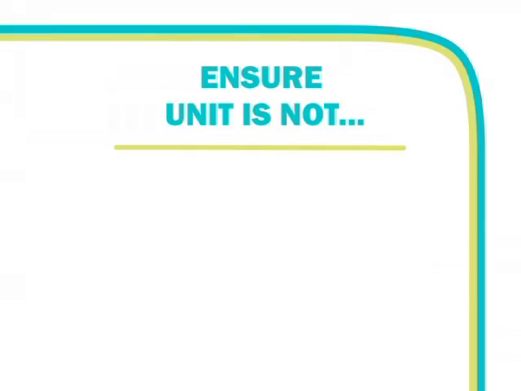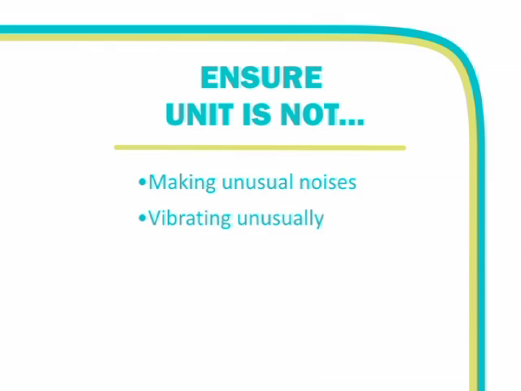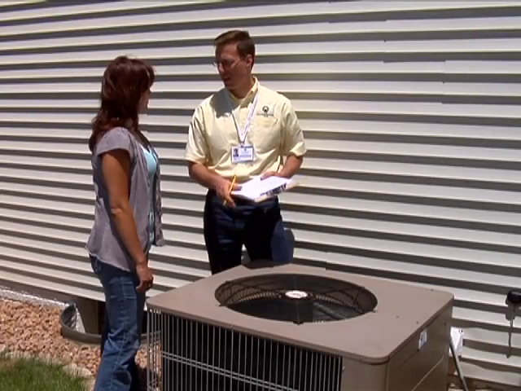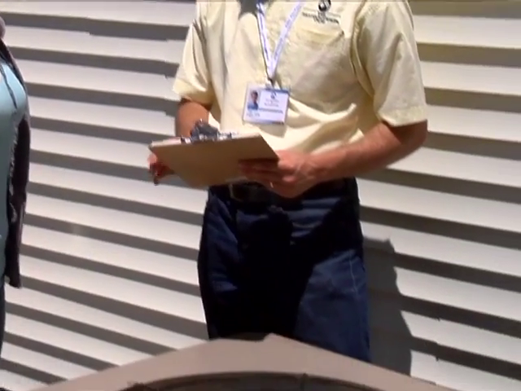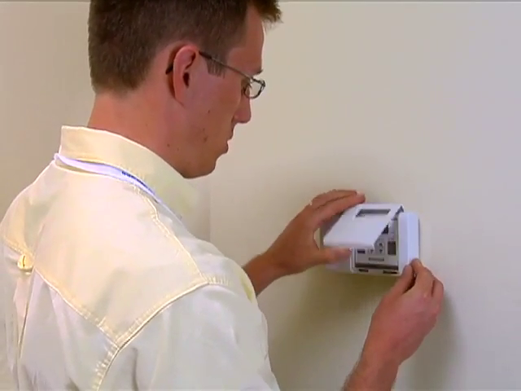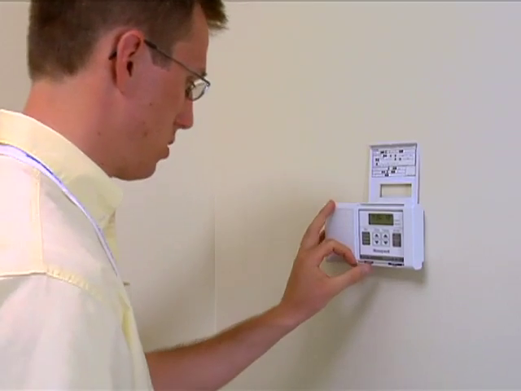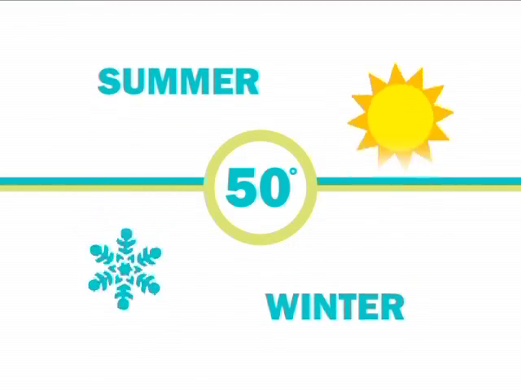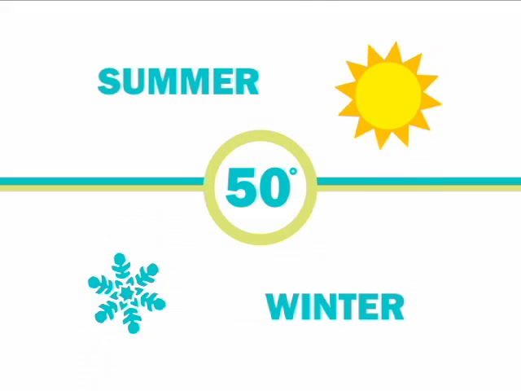Ensure that the unit is not making unusual noises or vibrating unusually, and that the electrical contactor is not chattering. If problems are found, the customer should be notified of the potential need for service, and you should decline the installation. If everything appears to be operating properly, return the thermostat to the original settings. You will need to use these winter pre-qualification steps if the outdoor temperature is 50 degrees or below.